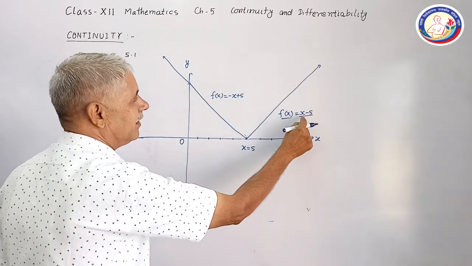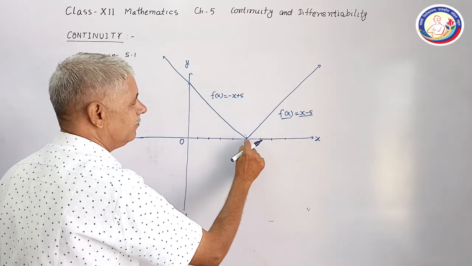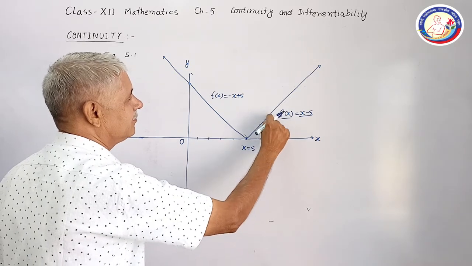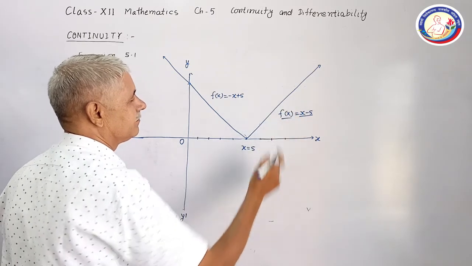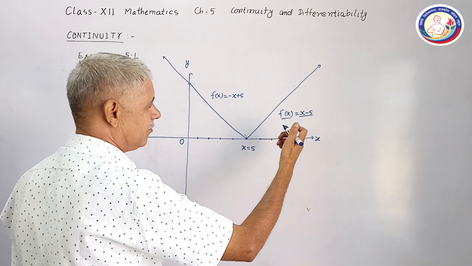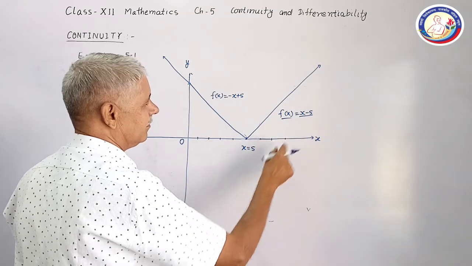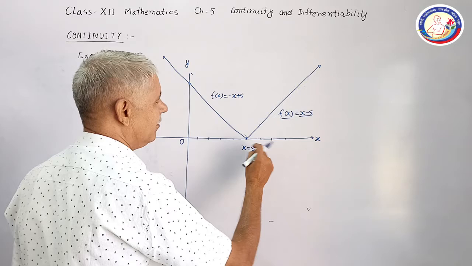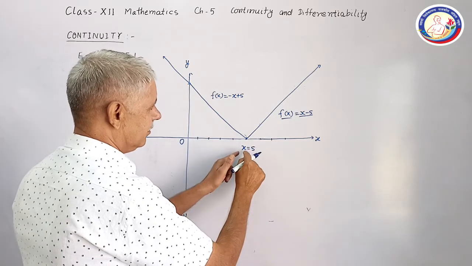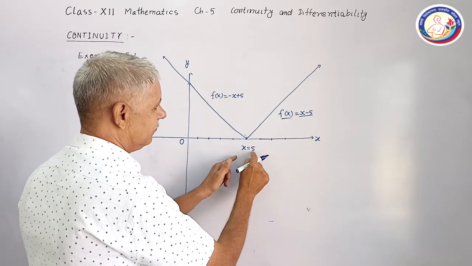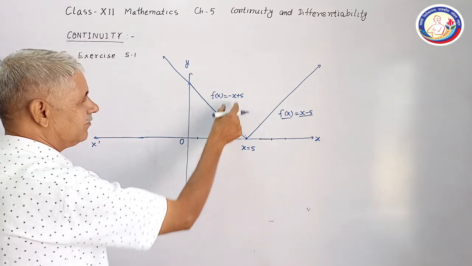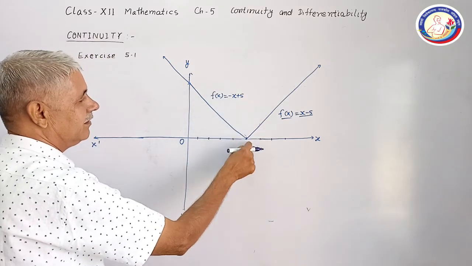At x equal to 5, the value of y is 0, at 6 it is 1, at 7 it is 2, at 8 it is 3. I am not writing the coordinates here. You can understand simply that this will be the graph for values of x equal to 5 or greater than 5. Now, for values less than 5, the function is minus x plus 5, and the graph will be like this.